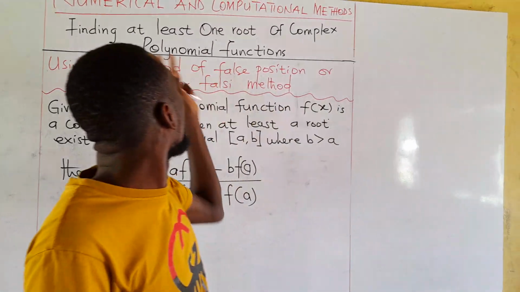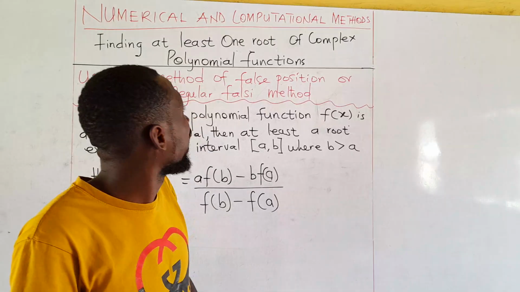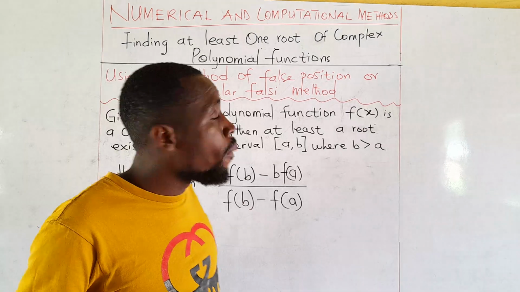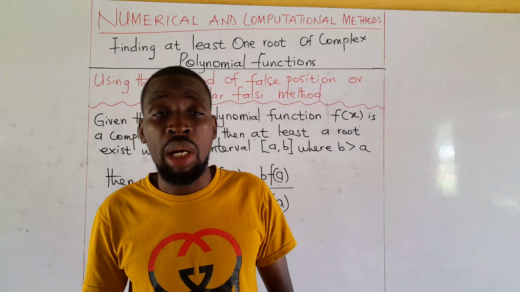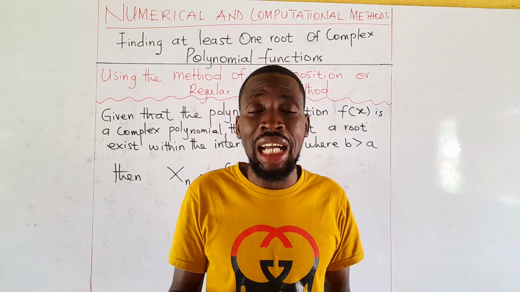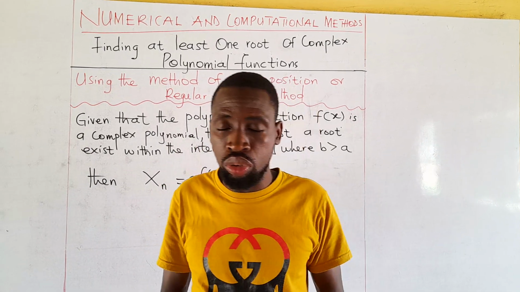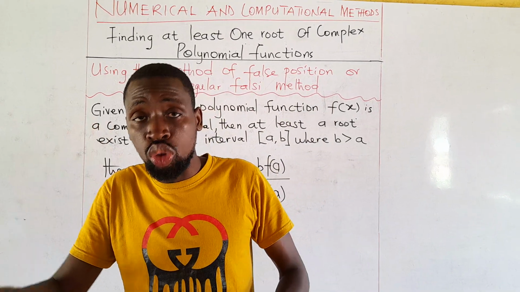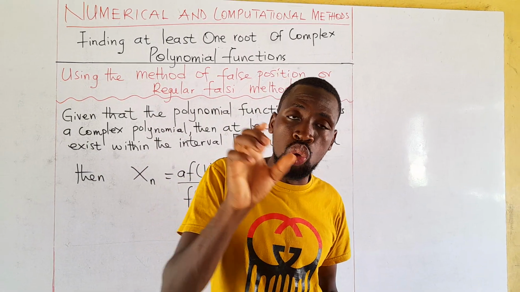Today, our discussion on numerical and computational methods will be on the continuation of finding at least one root of complex polynomial functions. The fundamental theorem of algebra tells us that when we are faced with a complex polynomial function, that function will have at least one root. And we have several methods for finding those roots.